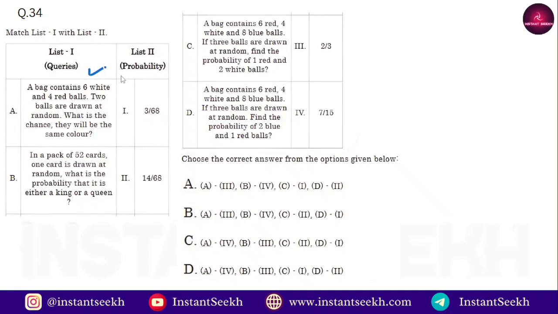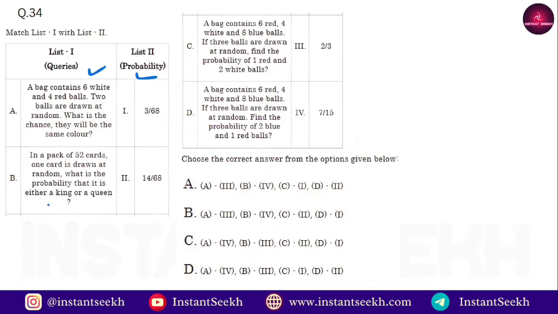So now we have queries and the respective probabilities are given. So we need to do this matchup. First we will go with the very simplest one. Let's say in a pack of 52 cards, one card is drawn at random. What is the probability that it is either a king or a queen?